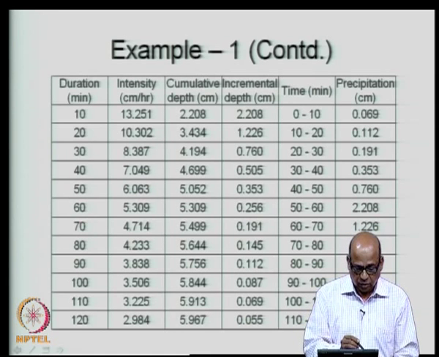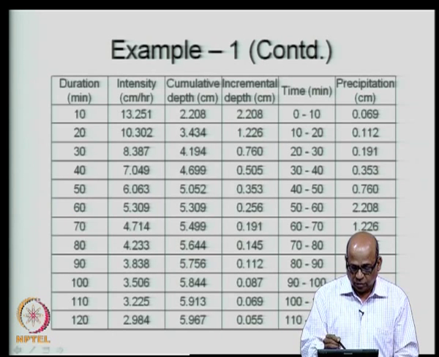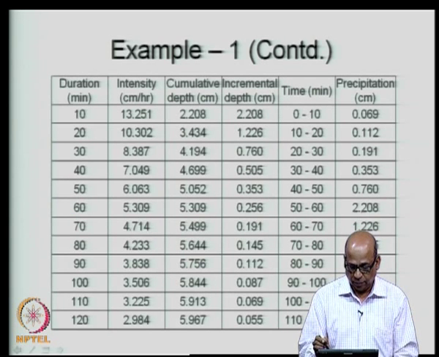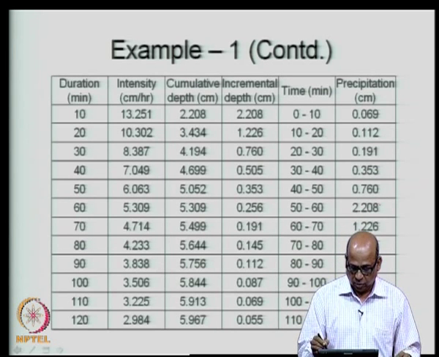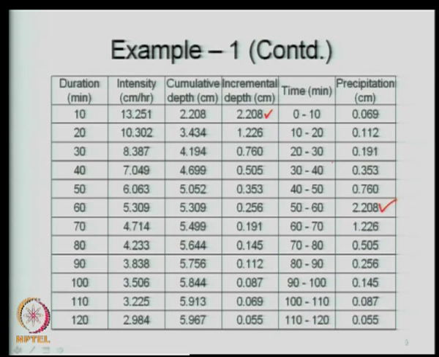Once we get this, you look at the center point here, and put the maximum value that has occurred at the center. So, essentially what we are doing is that this value is the maximum that has occurred in the incremental depth. So, put this at the center of the duration. Then the next value we pick up, 1.226, you put it here. The next smallest value, which is 0.760, you put it here.